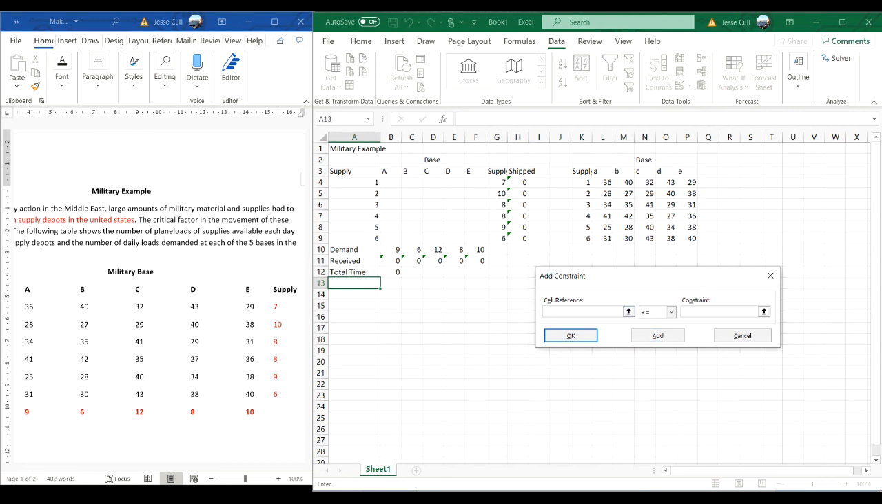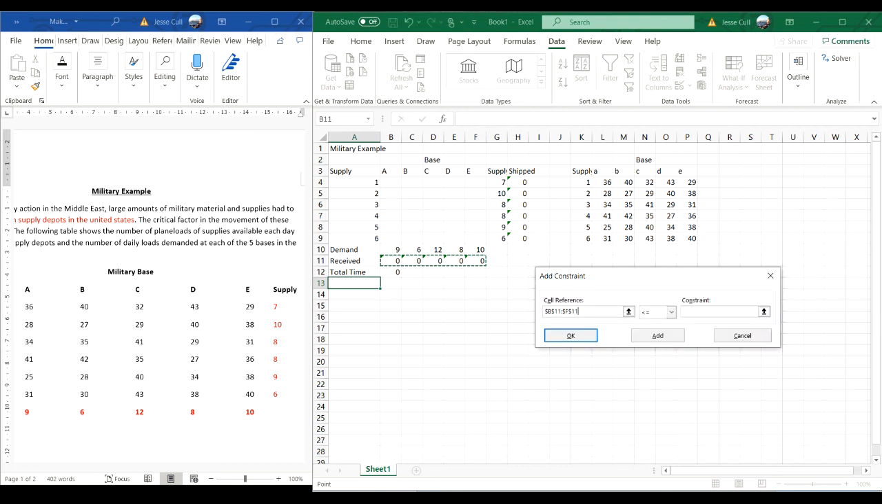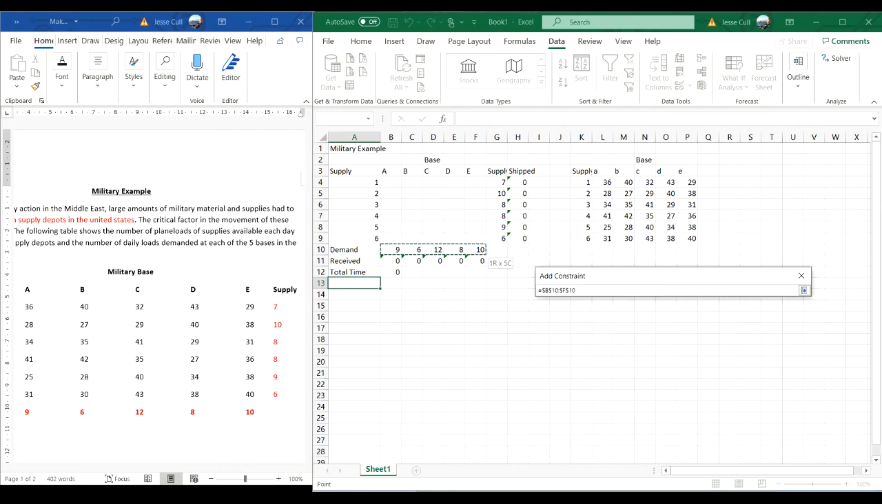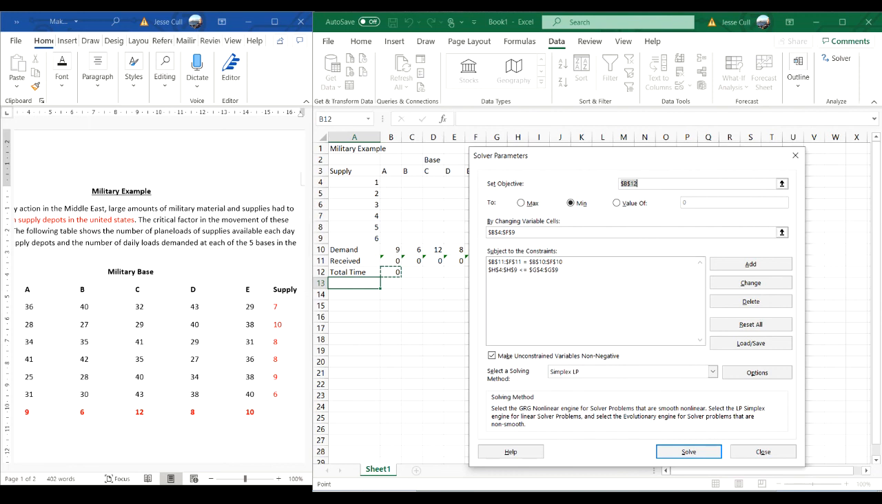In the second section, the total received must be equal to the total demanded. We hit OK. So now we see less than or equal to and equal to because we have more of one and we require less of that. So let's hit solve and see what happens.